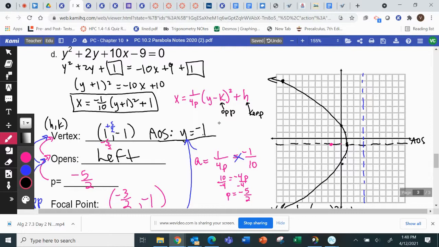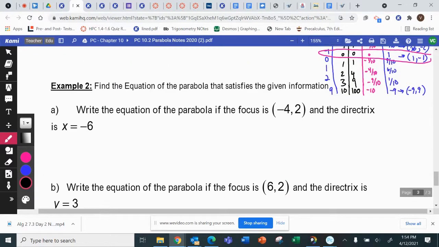Okay, we need to stand up, get out of our seats. Okay, the last 3 examples, I'm just going to give you some information and we're going to use it to find the equation. So write the equation of the parabola if the focus is at -4, 2 and the directrix is x = -6. So I'm going to go to -4, 2, doesn't have to be perfect. And that's going to be the focus. And I'm going to draw x = -6 and that will be our directrix. Okay?